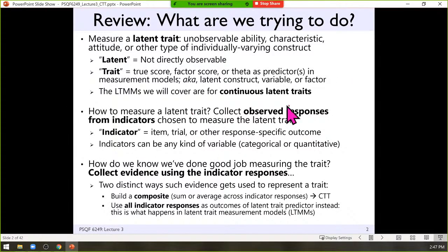So big picture, what's this class about? Latent traits. I've tried to list all of the synonyms for trait that I can think of. Across the models in this class, the latent trait to be measured is called a true score, a factor score, theta, latent construct, latent variable, latent factor, latent trait. Can you think of any that I missed?